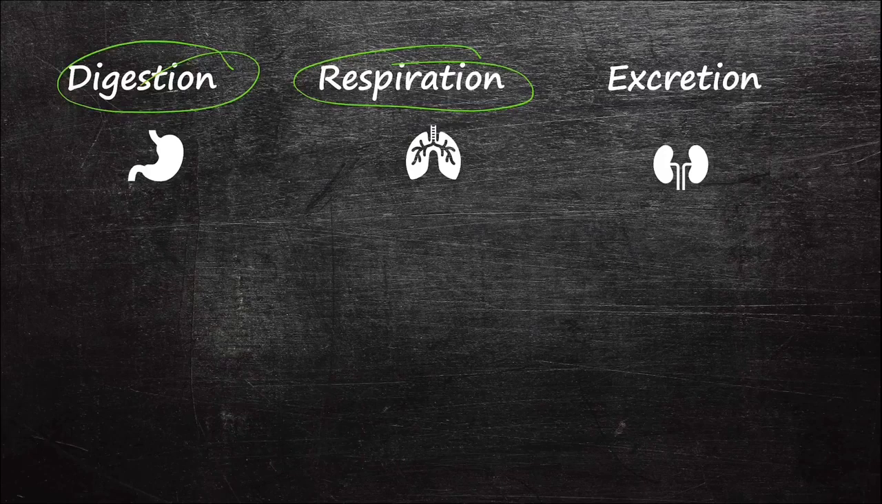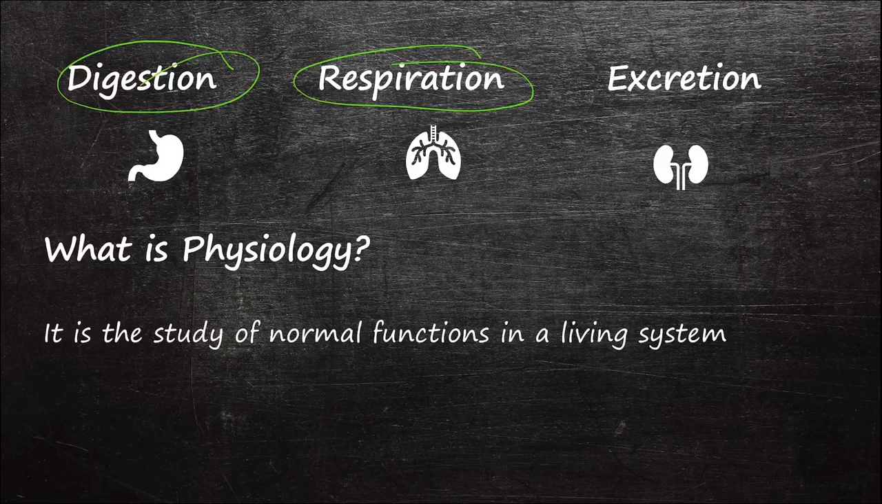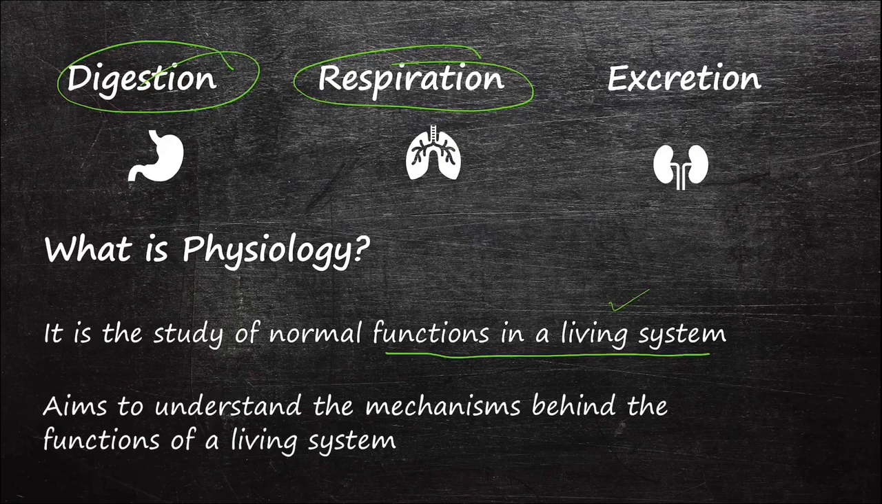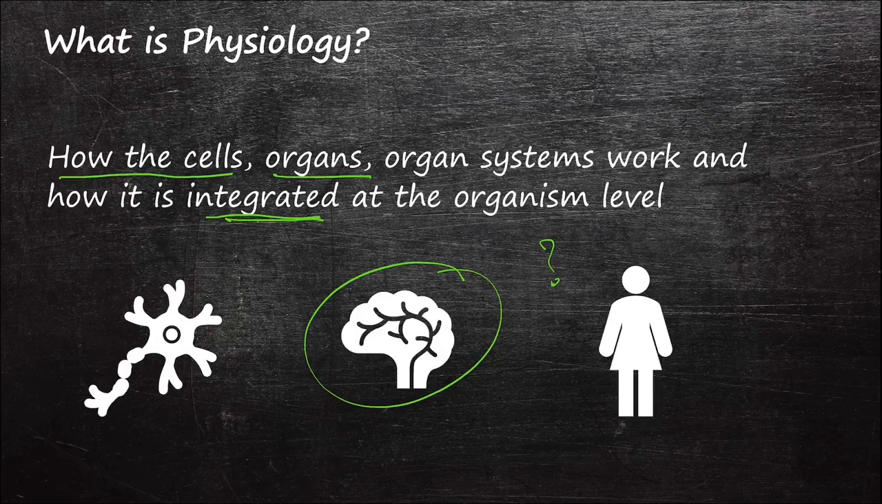The focus of human physiology is to understand this function and the processes responsible for it. Human physiology is the study of functions in the living system. It is the simplest answer. The aim of physiology is to understand the underlying mechanisms or to explain the processes which are responsible for the function. In other words, physiologists try to answer how the cells and organ systems work and how they interact with each other to produce a function at an organism level.